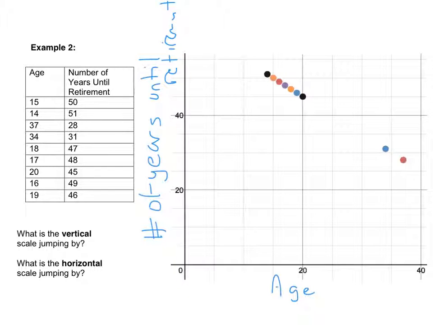Okay, so the questions. What is the vertical scale jumping up by? So let's look. It's not going up in ones, and it's not going up in tens, but if you count 5, 10, 15, 20, so it's going up in fives. And age along the bottom, 5, 10, 15, 20, it's the same thing.